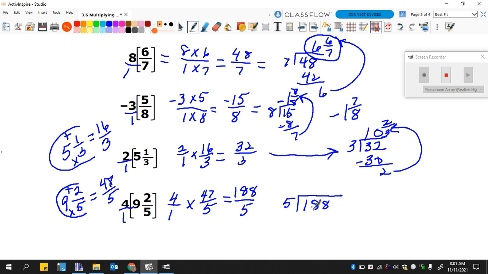5 goes into 18 3 times, which is 15. Subtract, and bring down the 8 to get 38. 5 goes in there 7 times. 35 with a remainder 3. Bring it up, and it's 37 and 3/5. By the way, the 3/5 is in simplest form. So that does it for this lesson.